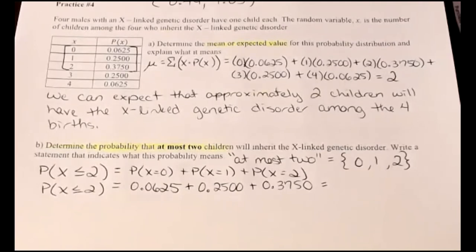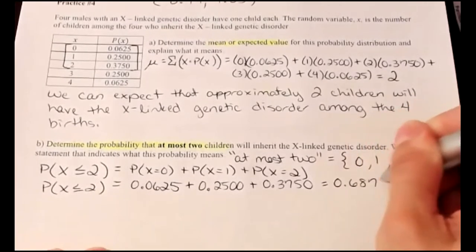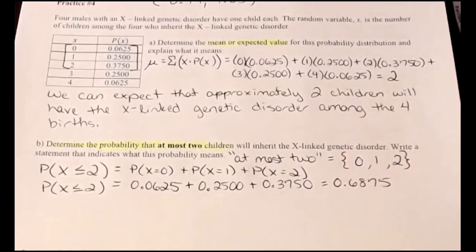Yes, Surujni, Donna, Grace, Sam, Lucy's like that one. Lainey, Mallory, excellent. Yes, so we're getting 0.6875. We're going to write a statement that tells us what that means.